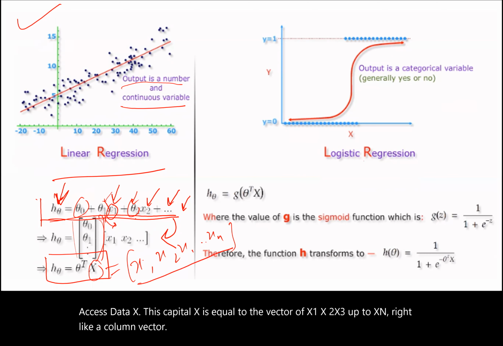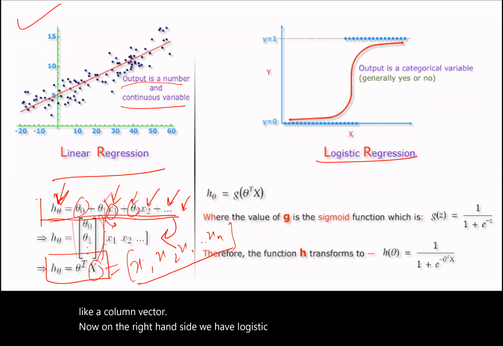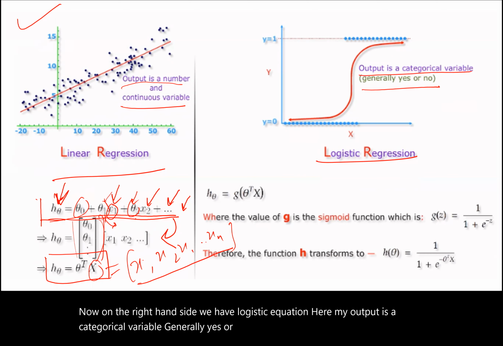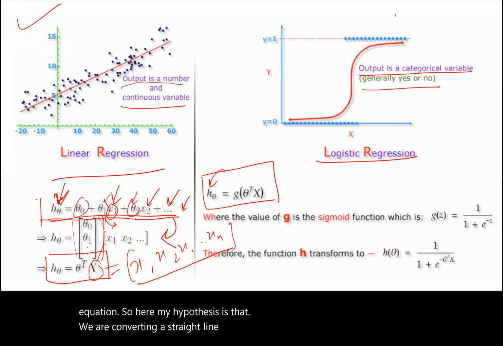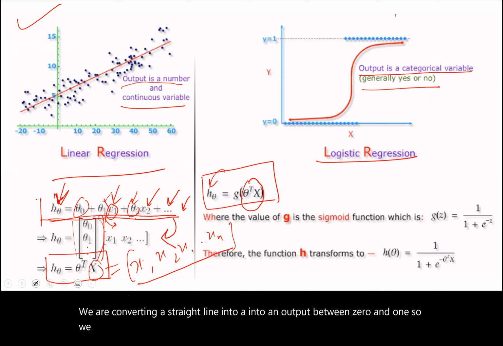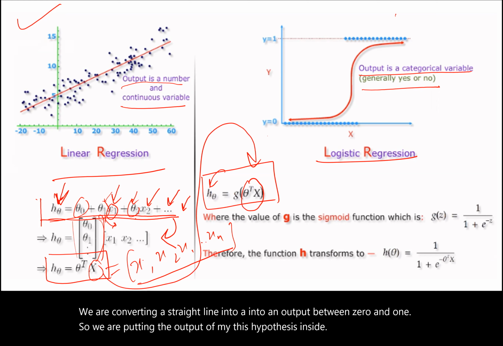Now on the right hand side we have logistic regression. Here my output is a categorical variable, generally yes or no, between 0 and 1 only. So here my hypothesis is that we are converting a straight line into an output between 0 and 1. So we are putting the output of this hypothesis inside my logistic regression function, right?